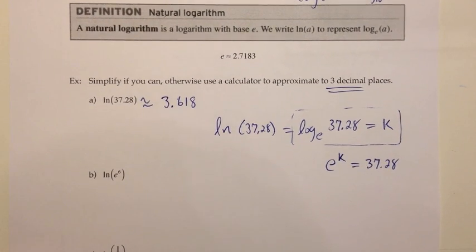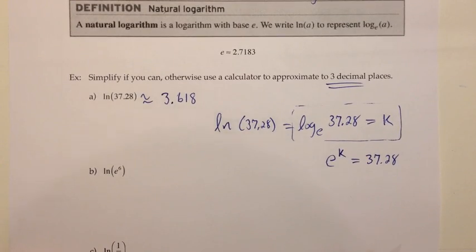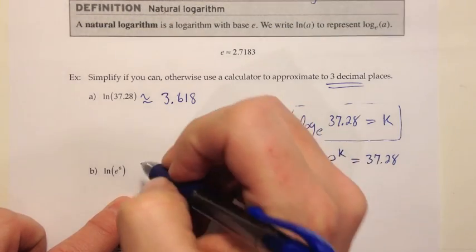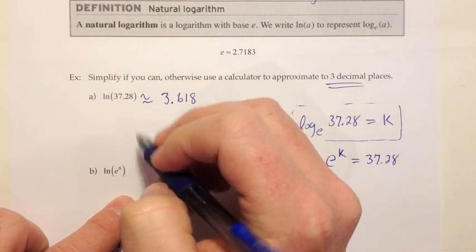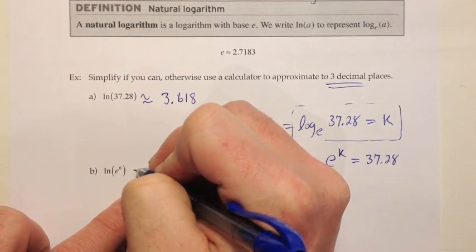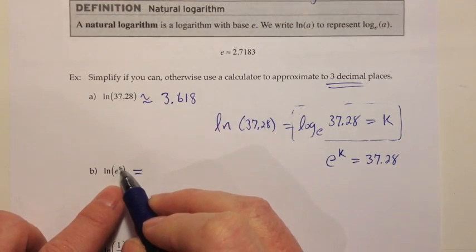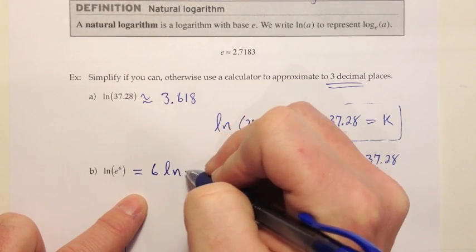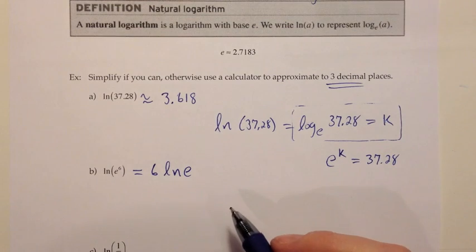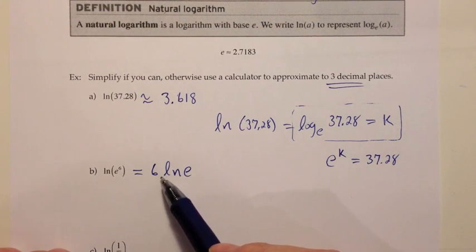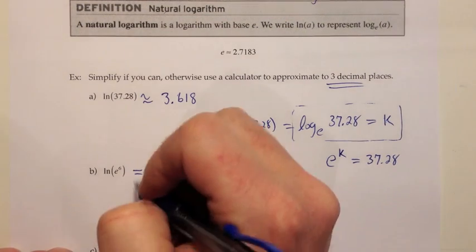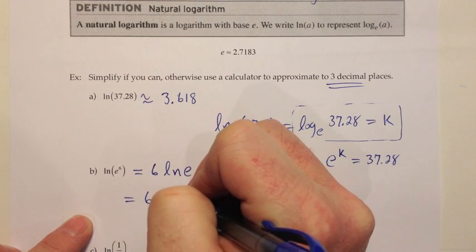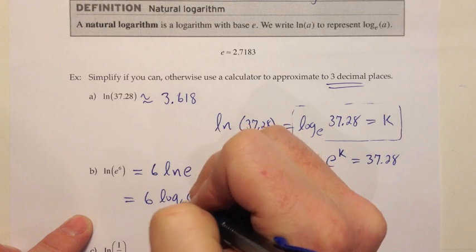Now let's look at some where we can simplify without the calculator. What is the natural log of e to the 6? There's a couple ways we can handle this. One would be to use the exponent rule that says you can bring that exponent out front. So I'll do that and say this is 6 times the natural log of e. Then I want to think about what this natural log is going to be, and to do that, let me write out the base. We won't have to do this all the time, but since it's new, I think we should do it here.